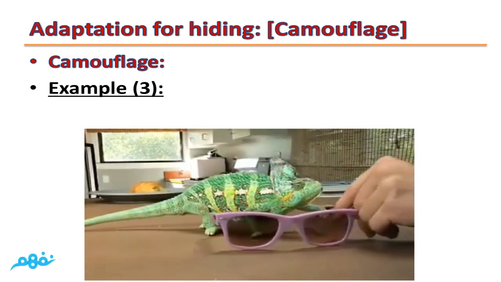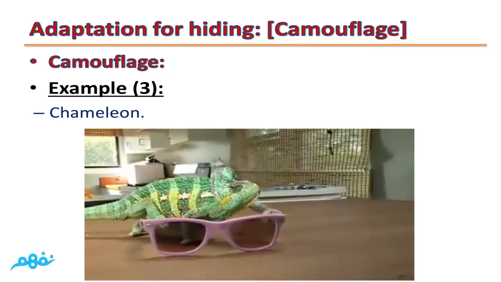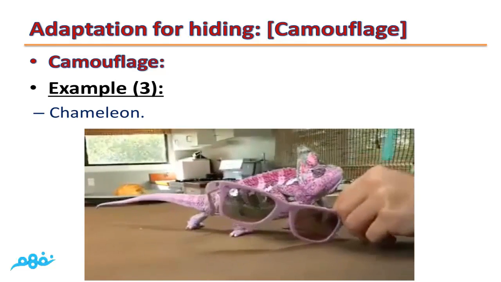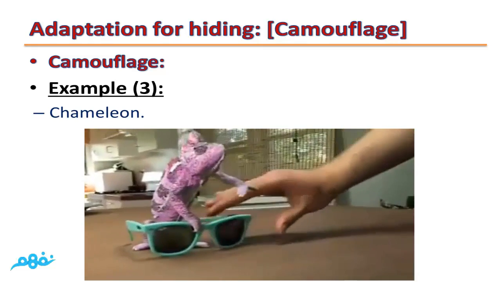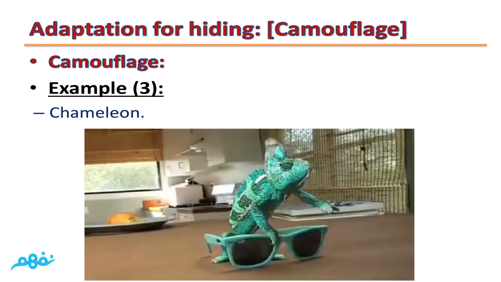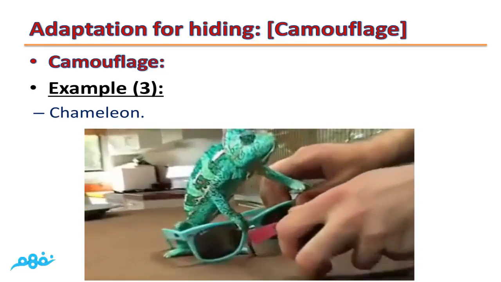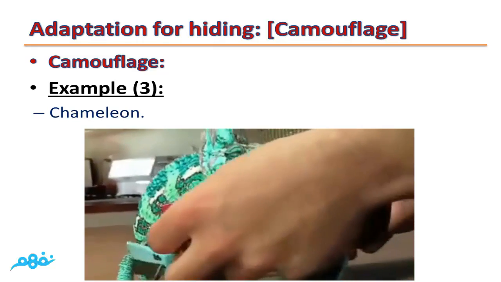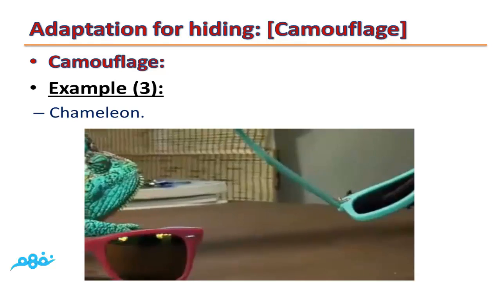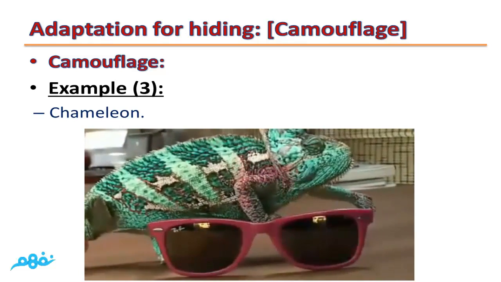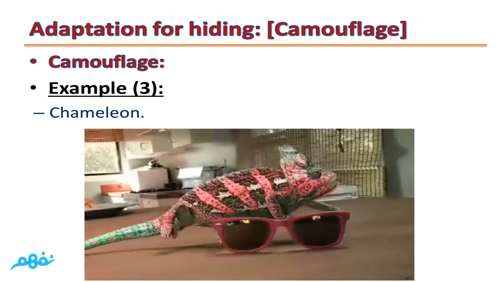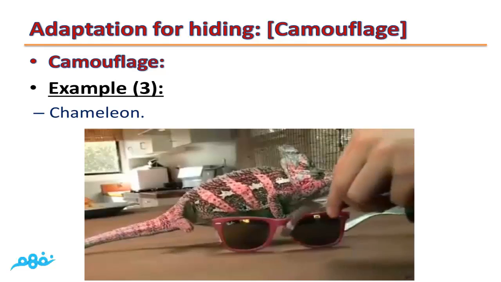The most famous example is the chameleon. Chameleon is the king of camouflage. It can change its color according to the color of the surrounding environment, as you can see from this video. It has a great ability to change its color.